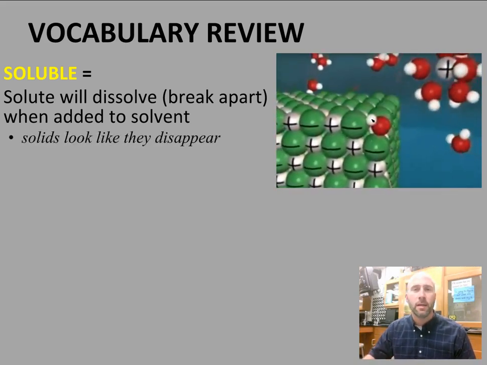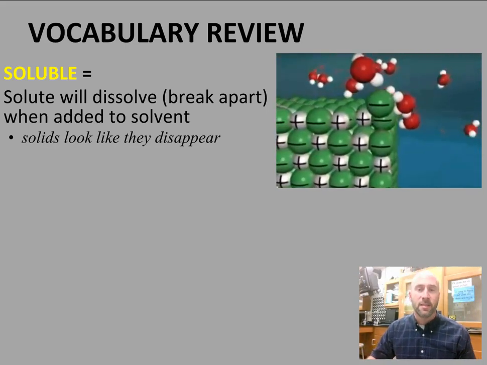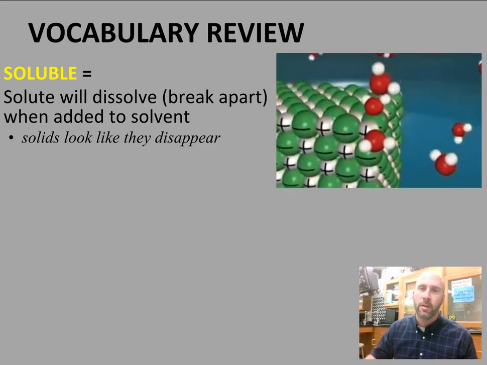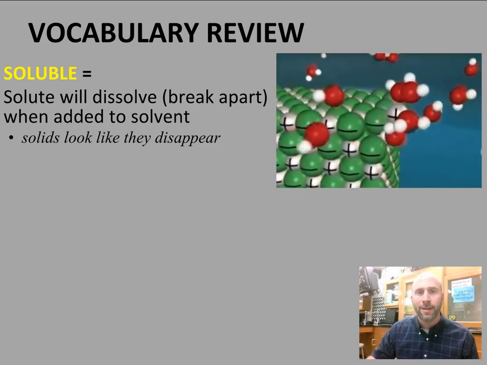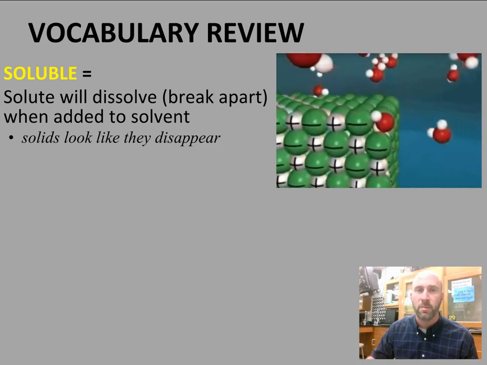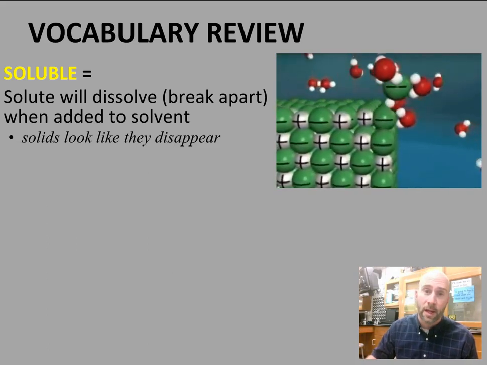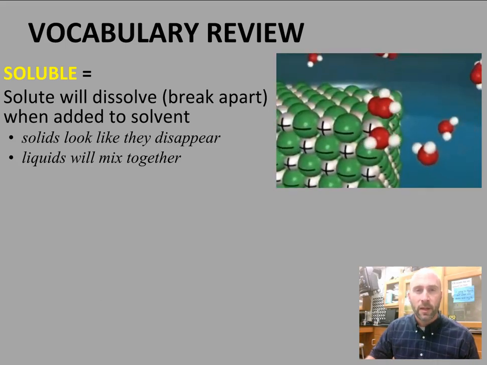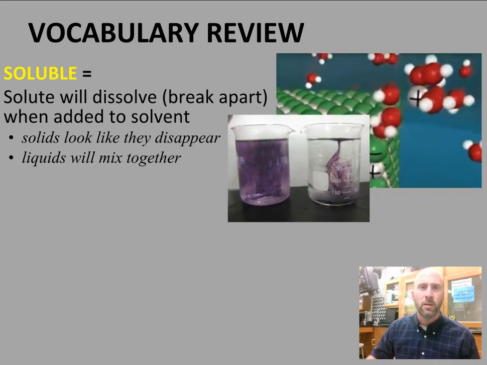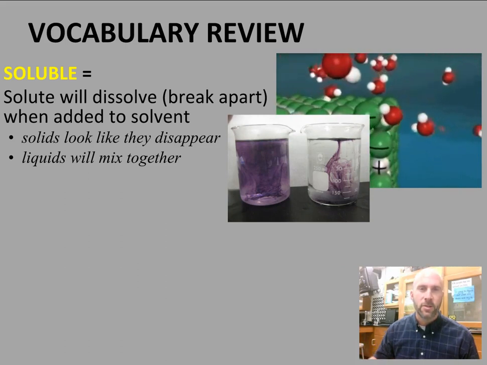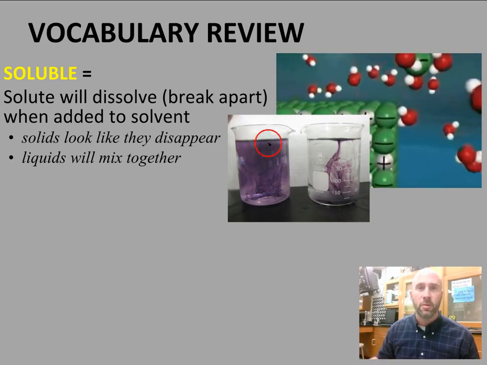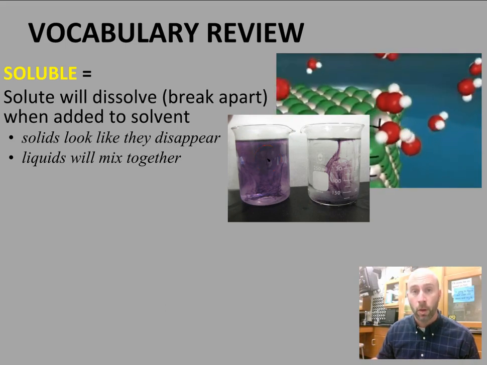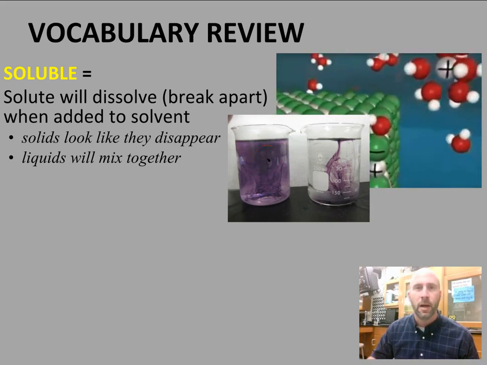So when something's soluble and it's solid, it's going to look like it disappears. Okay, so we've done this in class already where you take salt and you put it into water. It looks like it disappears. It dissolves because it is soluble. Salt is soluble in water. Liquids, so if you have two liquids and they're soluble, it's just going to look like they mix together. Okay, so food coloring, for example, you put that into water. Food coloring is soluble in water, so it just kind of looks like it mixes together.